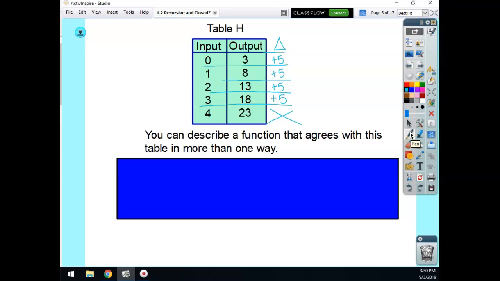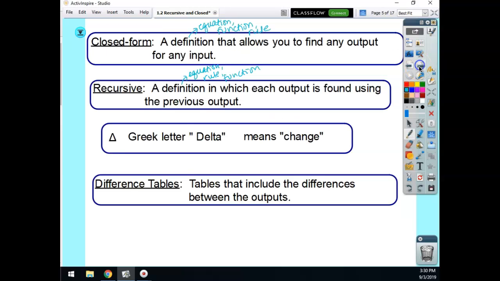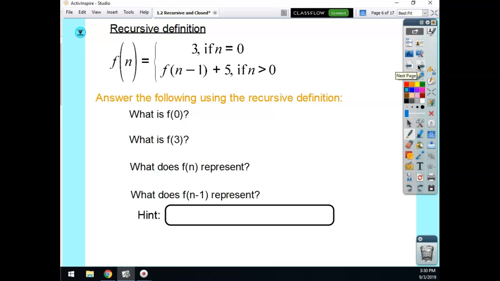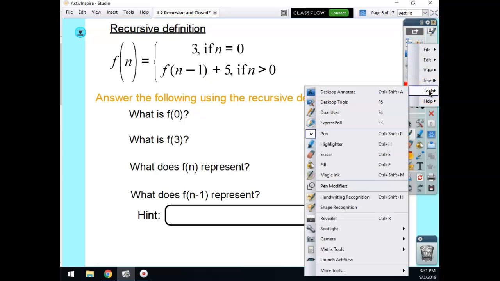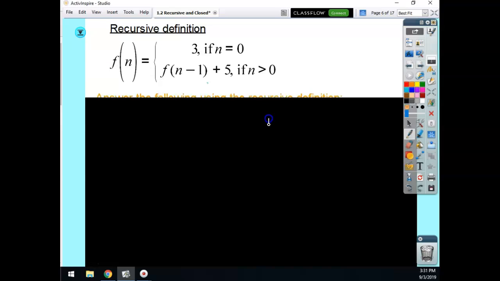Okay? And if your slope is constant, this is a linear function. And with a linear function, we can write a closed form and a recursive definition. So here is the recursive definition for that table that we just did. We're going to ignore this bottom half for a second, so I'm going to cover that up so that we don't get distracted.